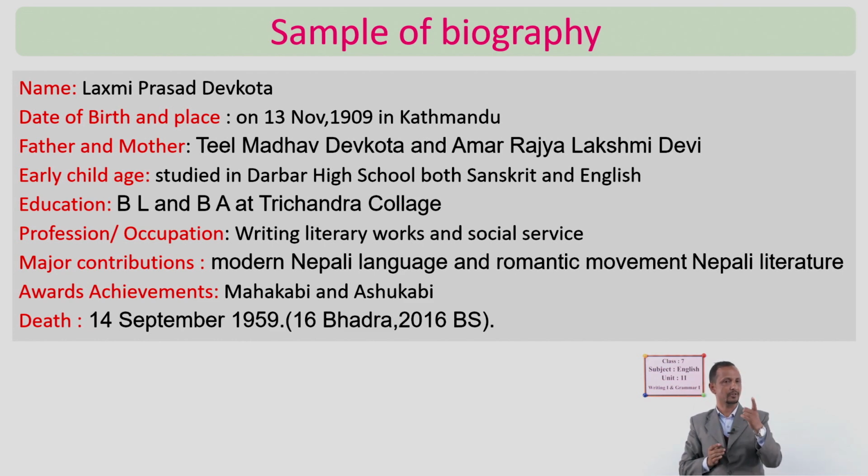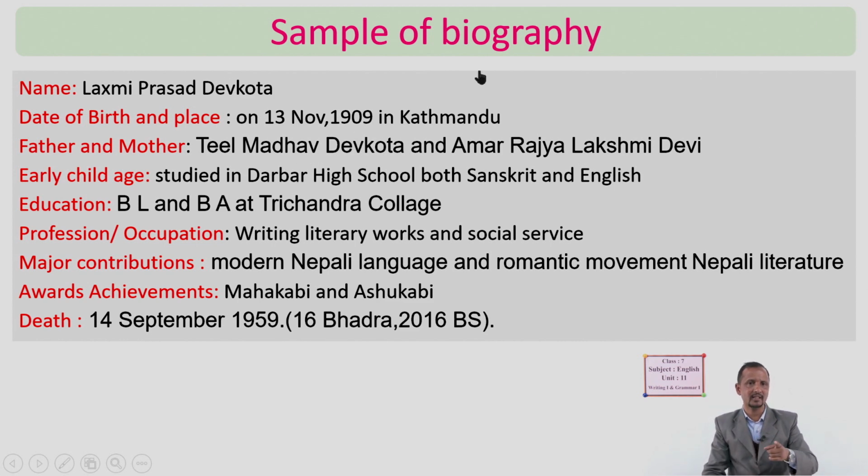This is the way. First, you write down the name. We are going to write about which person you are going to write. Write down the name, date of birth and place, father and mother, parents, early childhood, age, starting in Darbar High School, both Sanskrit and English. This is about Lakshmi Prasad Devkota, right? Now education, profession, occupation, major contribution, awards and achievements, and death.